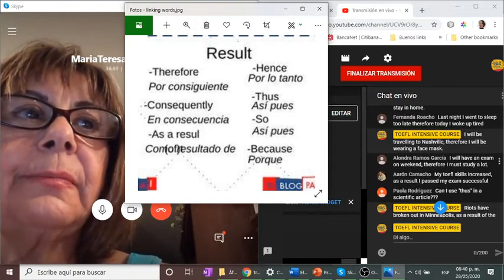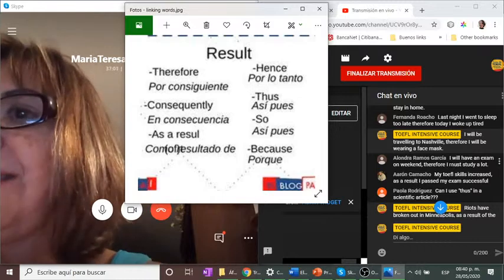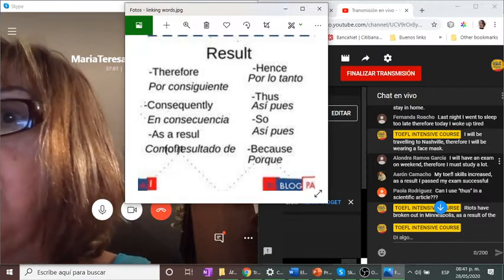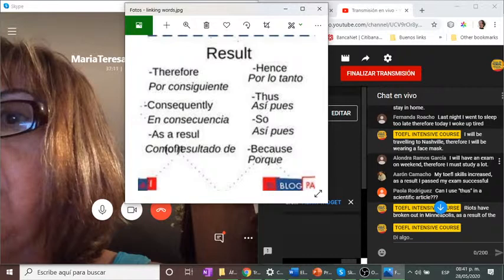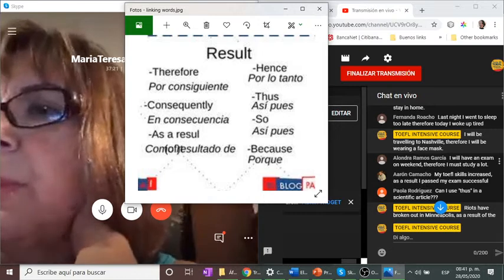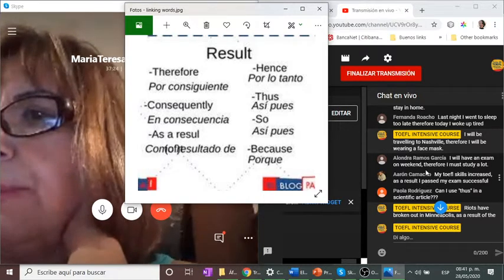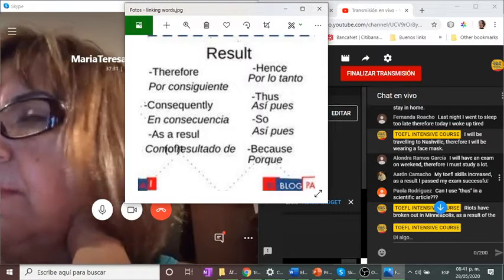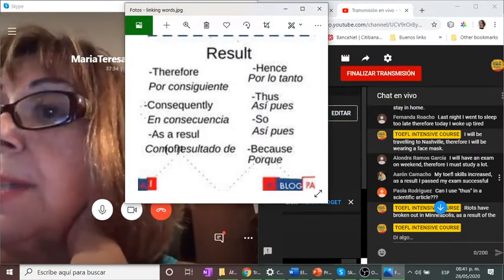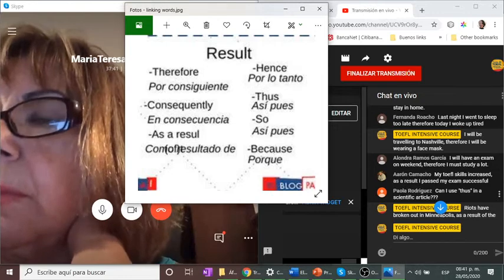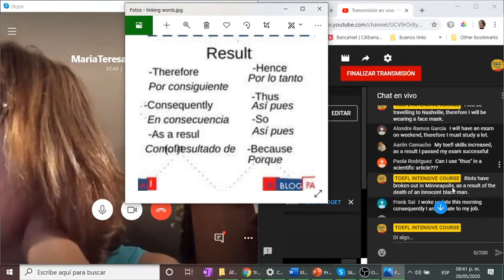So they are grading already their examples. Very good. I will have an exam on the weekend, therefore I must study a lot. Yes, that's true. Riots, it's a nice word. No, Aaron, you have to rephrase that. Skills increase as a result of the exam. That's not the meaning. As a result of studying. "As a result" is a little more like "como resultado de."